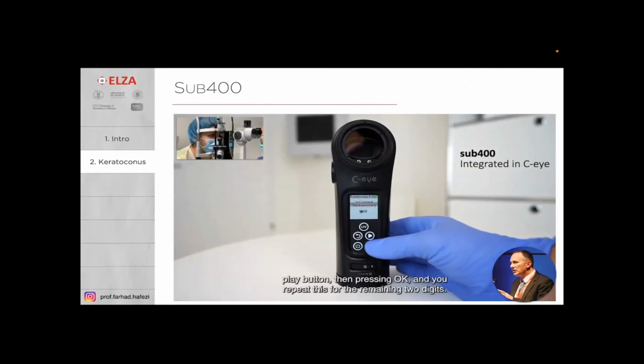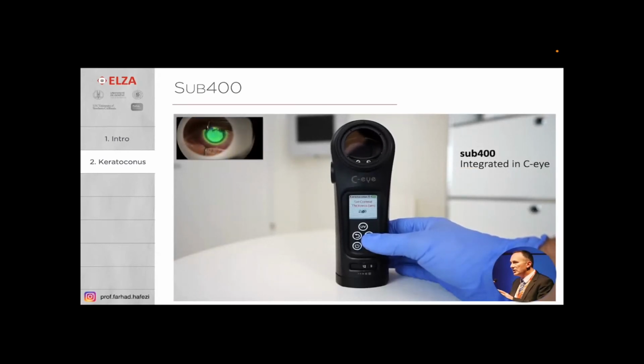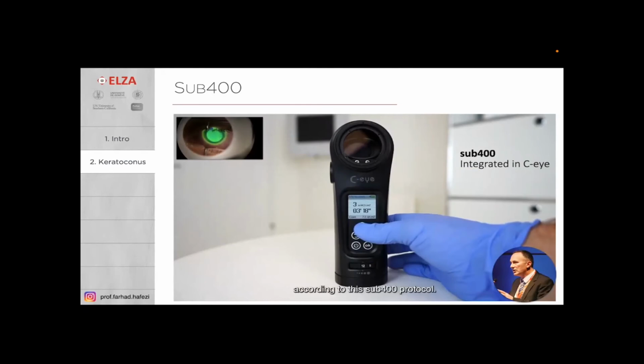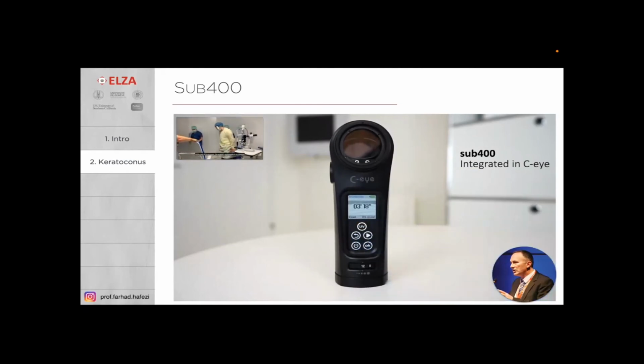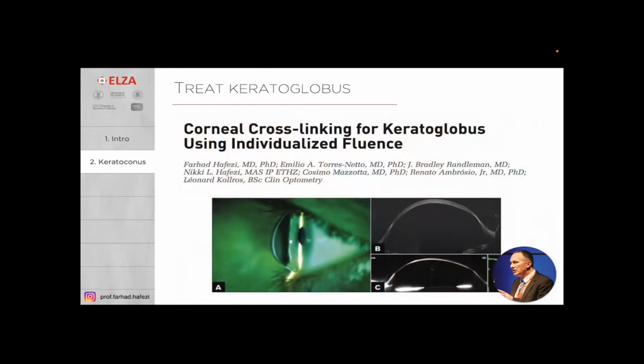Thickness, and it's the thickness you determine at the end of riboflavin instillation. It's an epi-off protocol, and then you can treat right away. The sub 400 protocol gives results because we can treat down to 200 micron of stroma, and this made it possible for the very first time to even treat keratoglobus. And this is published in the Journal of Refractive Surgery Case Reports.